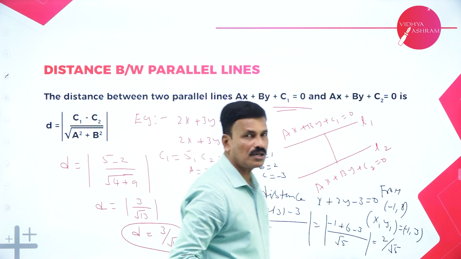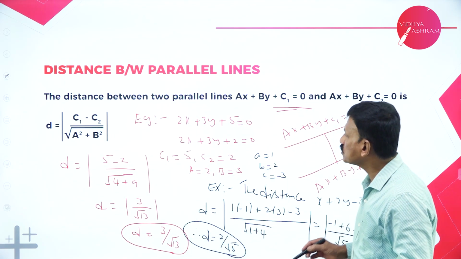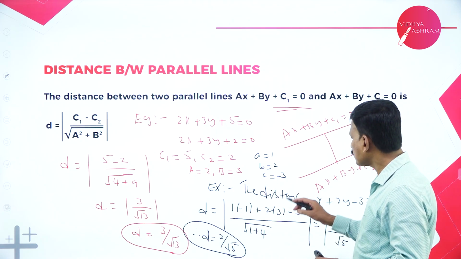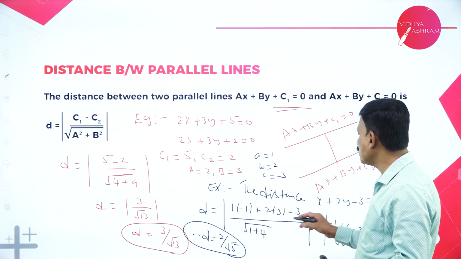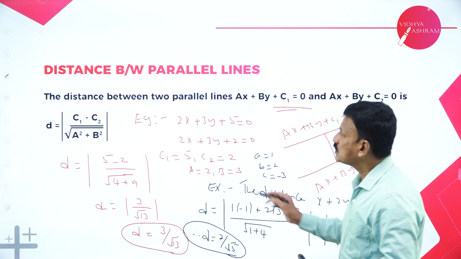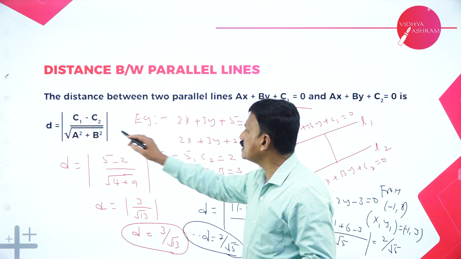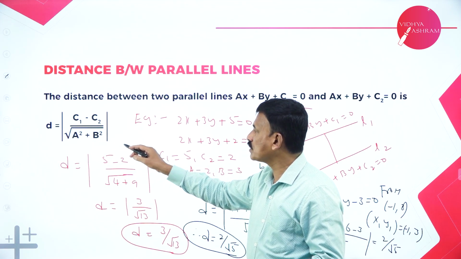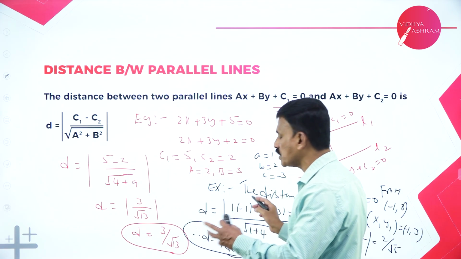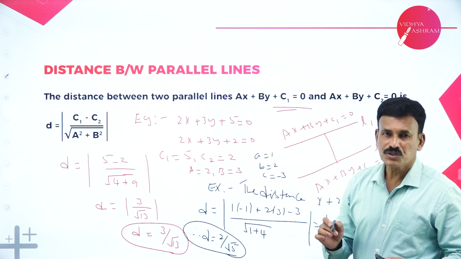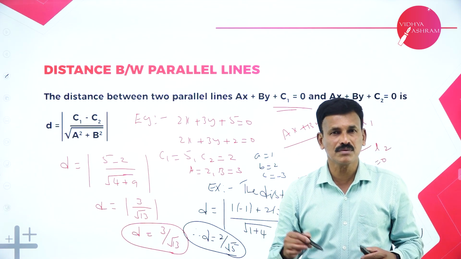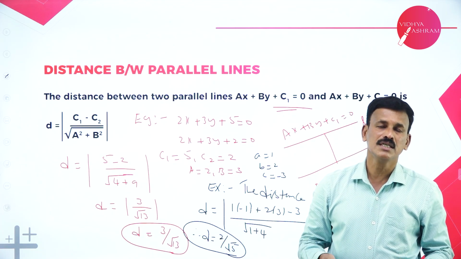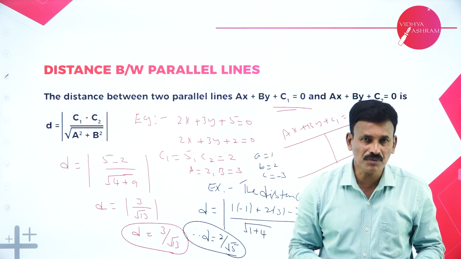That's it. So these are the two problems. The length of perpendicular from x1 comma y1 to the line is ax1 plus by1 plus c by root of a square plus b square. And the distance between the two parallel lines is c1 minus c2 divided by root of a square plus b square. So these are the two examples for distance between the parallel lines and the distance of a point P(x1, y1) from the given line. That's it. This is how we are going to solve these types of problems.